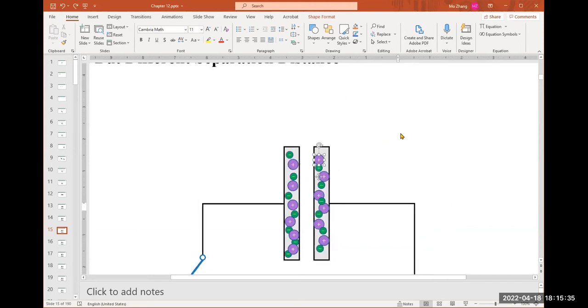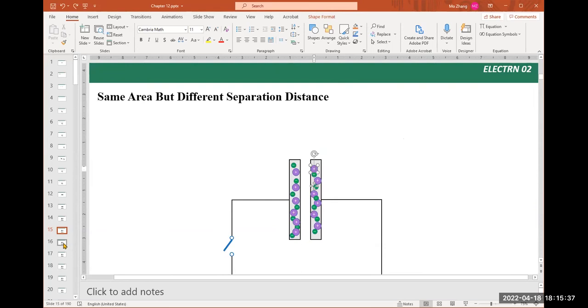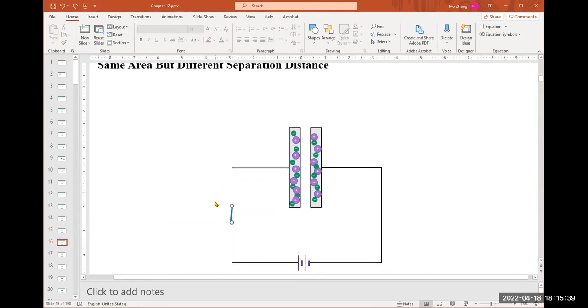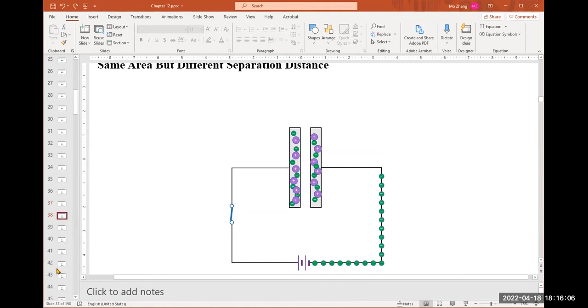How about now? We close the switch. As soon as we close the switch, the electrons start to flow, starting from the negative terminal of the battery. As time passes, more electrons flow out from the negative terminal of the battery. Okay, let me speed this up.